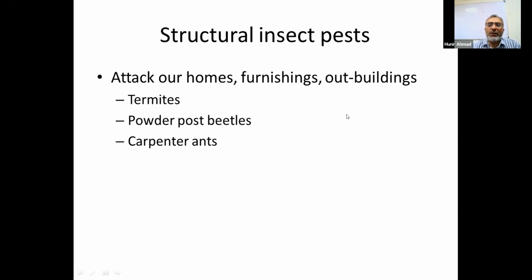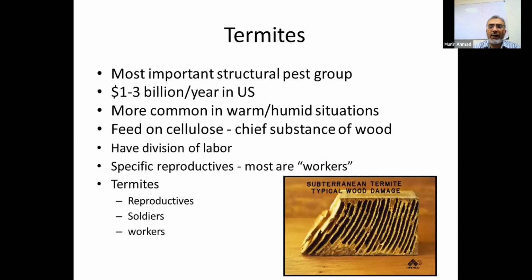Another category is the structural insect pests, and these generally include termites, powder post beetles, and carpenter ants. Out of those, termites are the major insects which target our structures like homes, furniture, and outside building areas. Powder post beetles are also important. They generally like wood which is not processed, not resistant, and has some humidity. The third category is the carpenter ants.